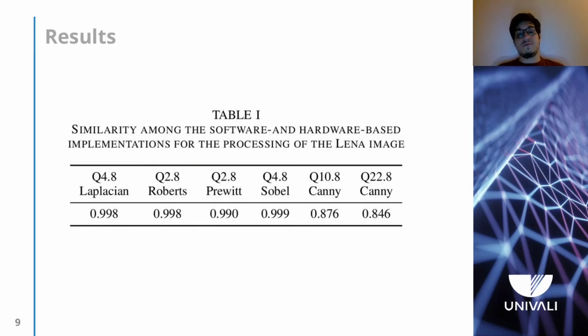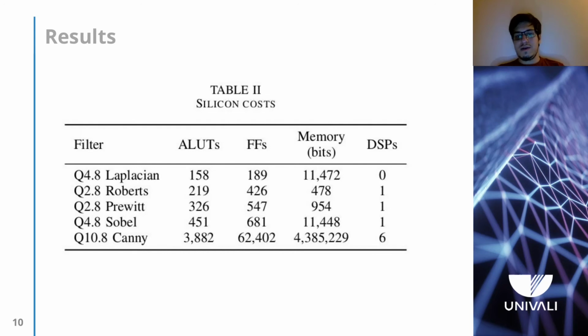In this table I present the similarity between the software and hardware based implementations for the processing of the Lena image. We can see that the worst case is Canny because it is the most complex operation, and therefore has the most wrong results. In this table we present the silicon cost comparison with the implementations of other algorithms. Canny uses the most resources in the FPGA, so it has a lot more costs.